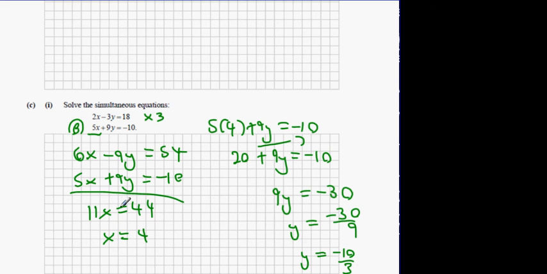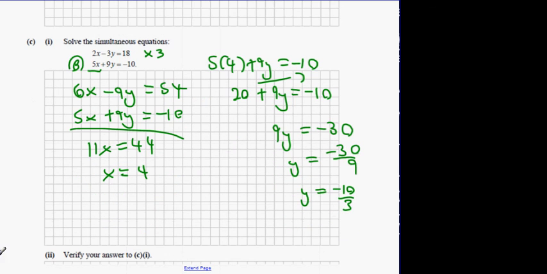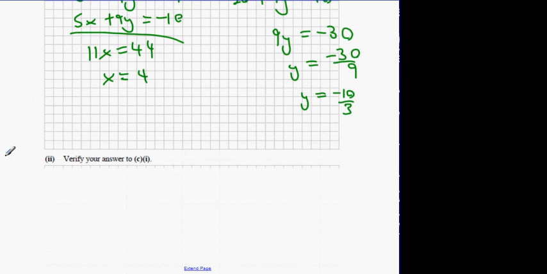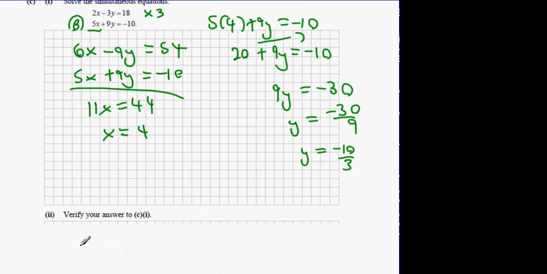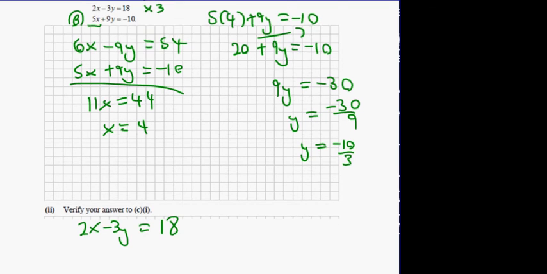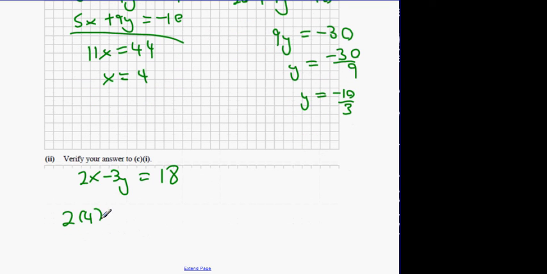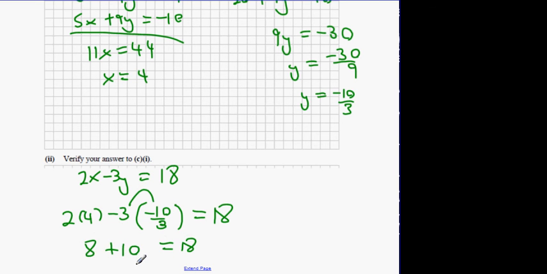Okay, so next we're going to verify your answer to part C, part 1. To verify an answer, we need to put it into one of the original equations. So to put into one of the original equations, we're going to replace x with 4, so it's going to be 2 times 4. We're going to replace y with minus 10 over 3 equals 18. Then we're going to get 8. We're going to multiply this out and you're going to get 10. 10 plus 8 equals 18. 18 equals 18. Hence, verified.